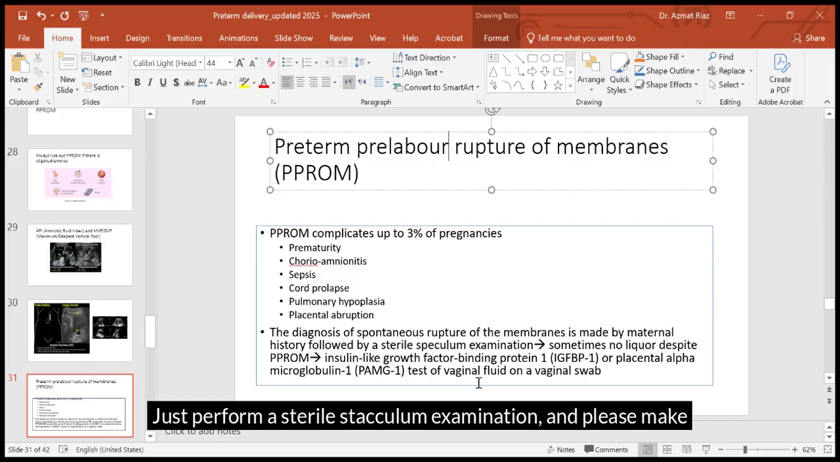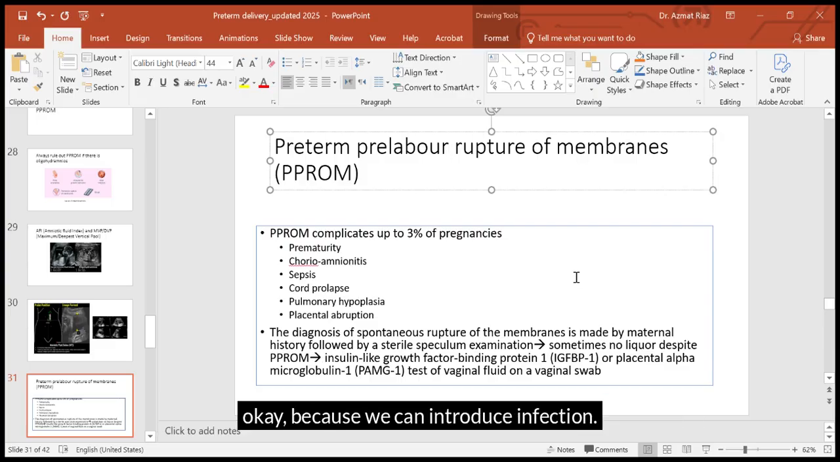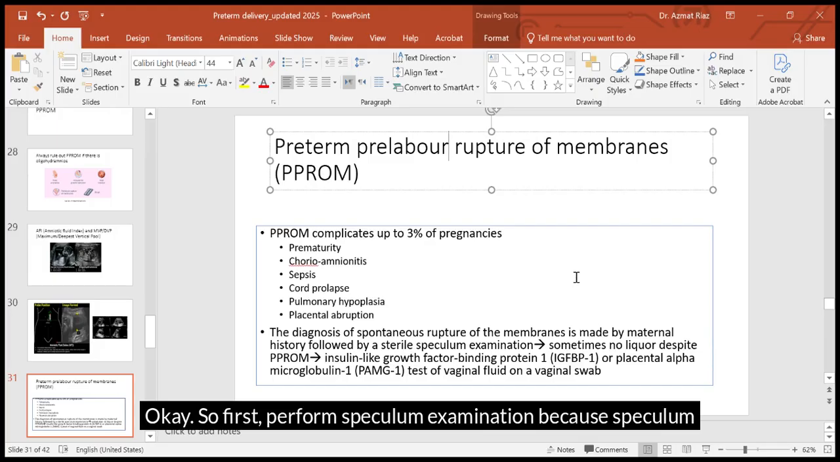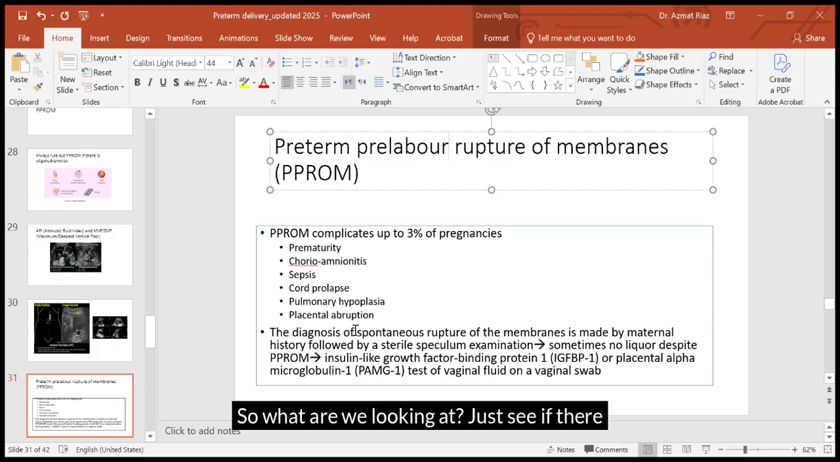It's just on examination. Just perform a sterile speculum examination, and please make sure that when there is PPROM or even PROM, avoid unnecessary digital vaginal examinations, even if we are using sterile gloves, okay, because we can introduce infection. Okay, so first perform speculum examination, because speculum examination is safe even if there is a placenta previa. So what are we looking at? Just see if there is pooling of liquor on the posterior blade. Like, do you see any pools of liquor, right? So that's just confirmatory. If you see that, there is no other test needed to confirm the diagnosis.